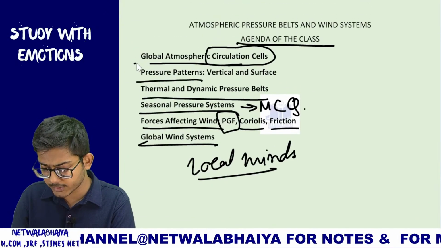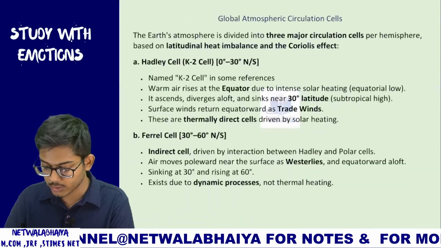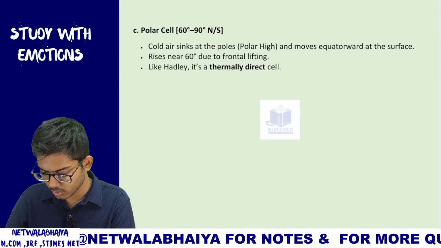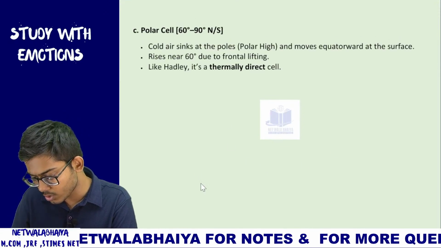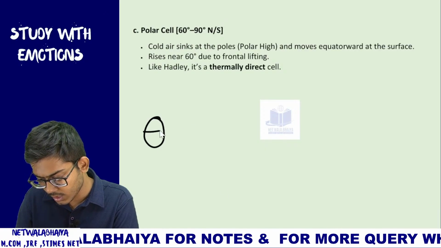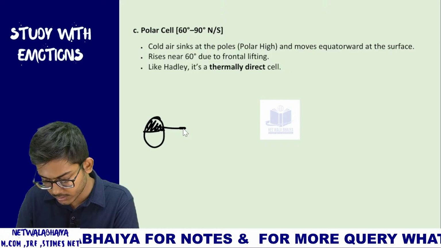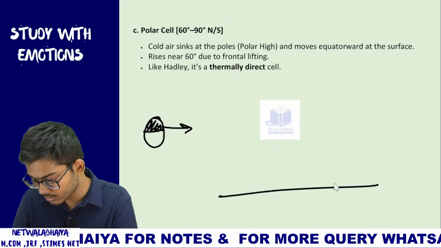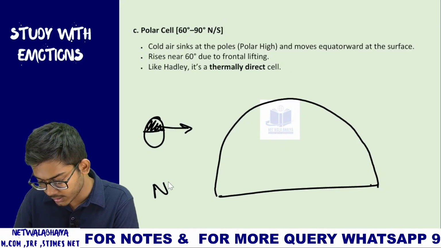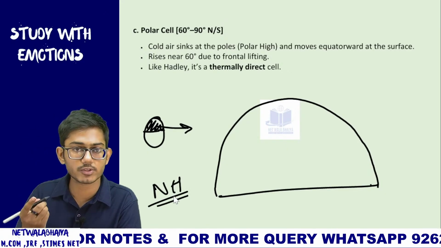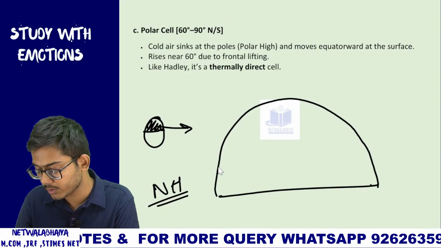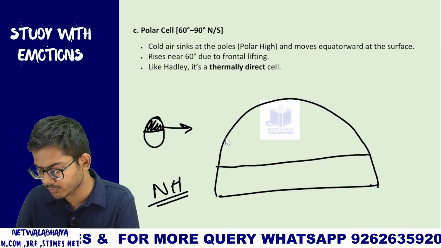The first topic is the global atmospheric circulation cells. Okay, so let's draw this first. In geography, it is very essential that you draw your diagrams. Okay, so this is the earth, half of it. We are going to take half of it to understand it better. And जो भी हम यहाँ पे बता रहे हैं, ये northern hemisphere के लिए है, but this also is applicable to the southern hemisphere. Okay, for now let's understand it as the northern hemisphere, and it will be the same in the southern hemisphere as well.